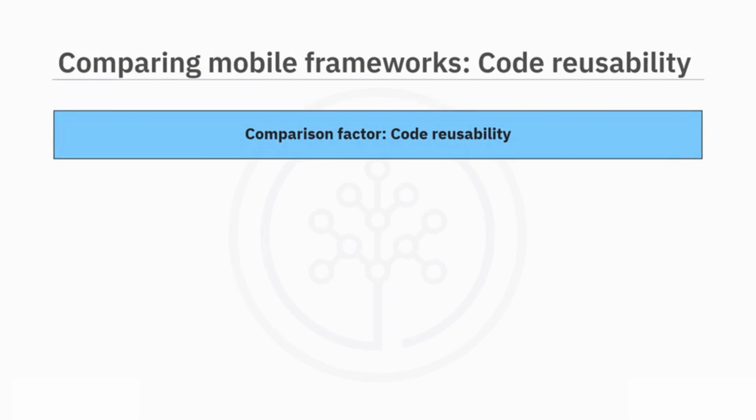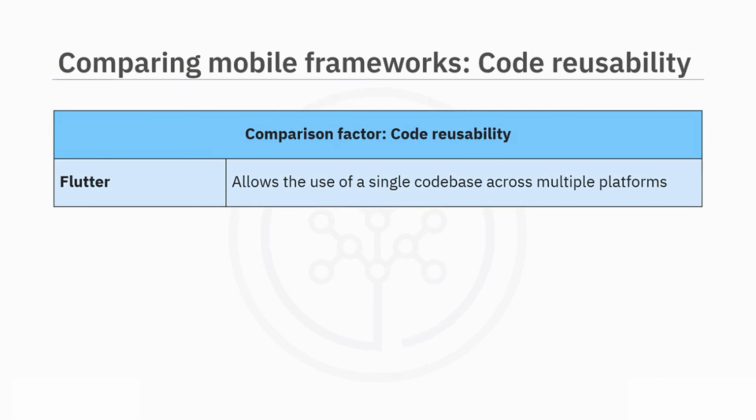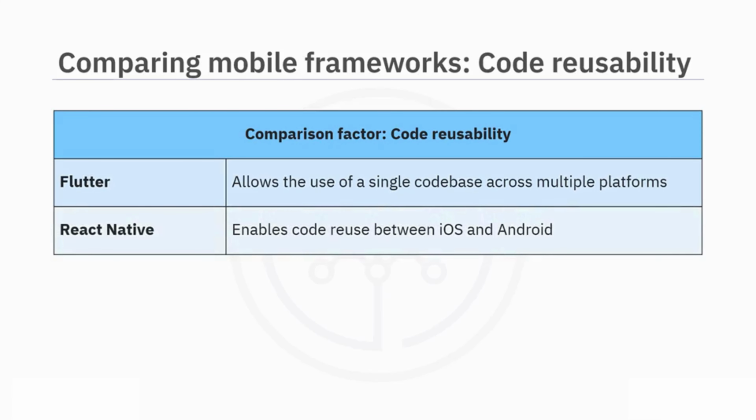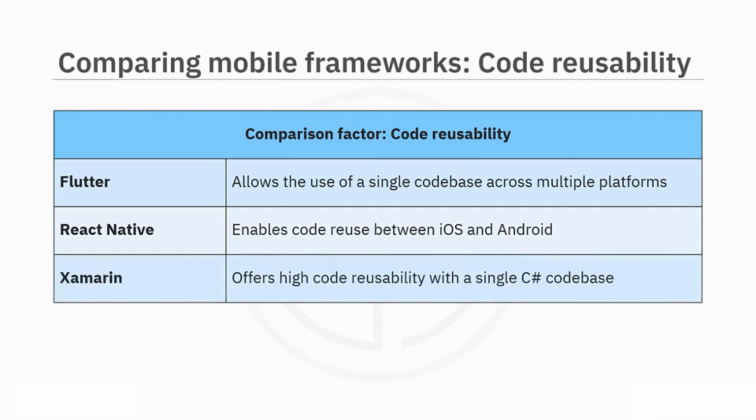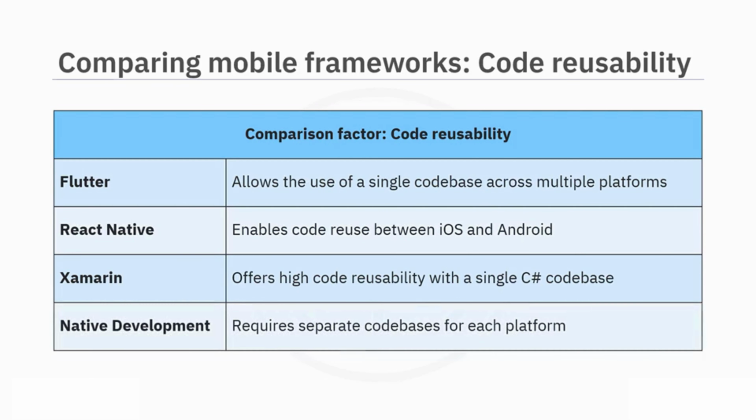Proceeding further, in terms of code reusability, Flutter allows for a single codebase to be used across multiple platforms such as iOS, Android, web, and desktop. React Native enables code reuse between iOS and Android, but often requires some platform-specific adjustments. Xamarin offers high code reusability with a single C# codebase for iOS, Android, and Windows. Native development requires separate code bases for each platform, resulting in low code reusability.